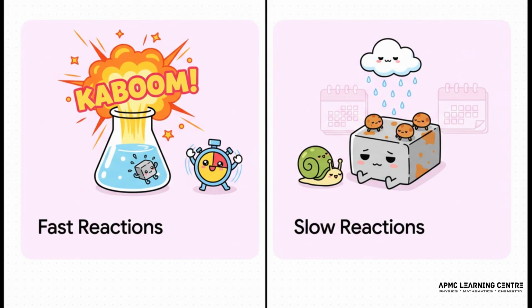On one hand, you've got sodium hitting water and boom, it's an almost instant violent reaction. But on the other hand, you have iron slowly turning to rust over years, or a giant rock weathering away over thousands of years. The chemistry is there in both, but the speed, the reaction rate, is just worlds apart. And that rate is what we're going to dive into today.